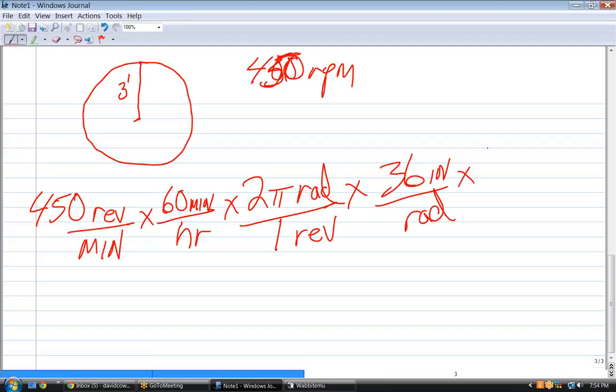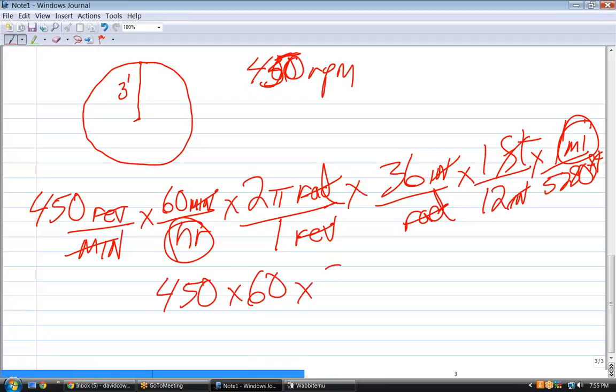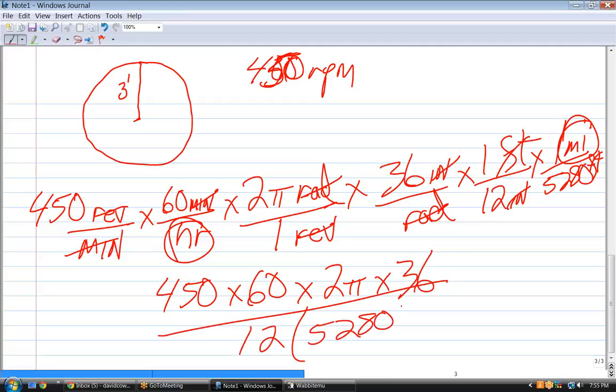Notice what's happening here. Times 1 foot per 12 inches times 1 mile per 5280. Notice that my minutes cancel, my revs cancel, my radians cancel, my inches cancel, my feet cancel. So my feet cancel, and I end up with miles per hour. So the answer is 450 times 60 times 2 pi. I'm sorry? It's supposed to get it into radians per second, not miles per hour. Oh, okay. Well, there's miles per hour.